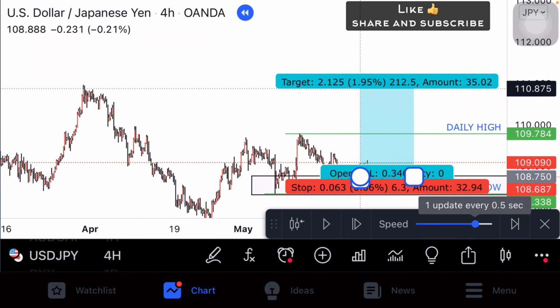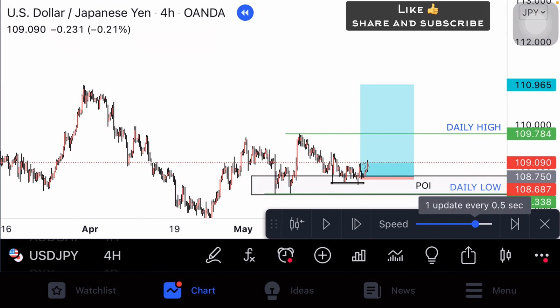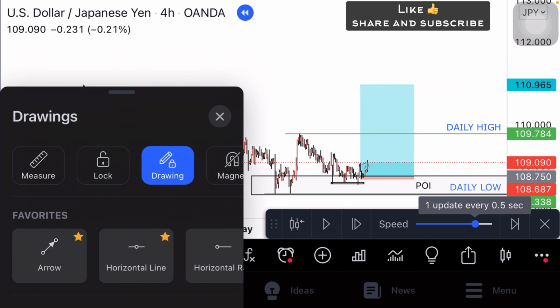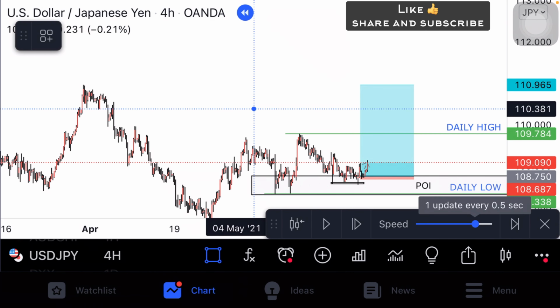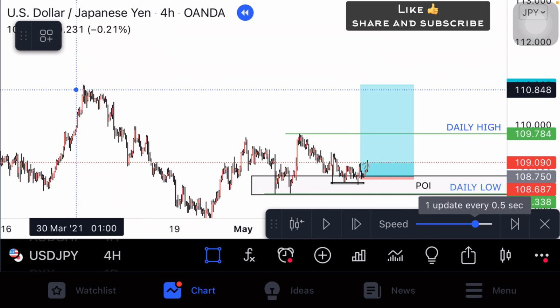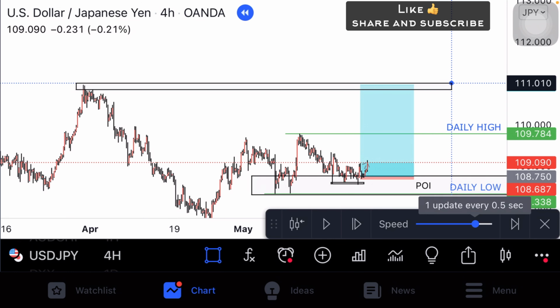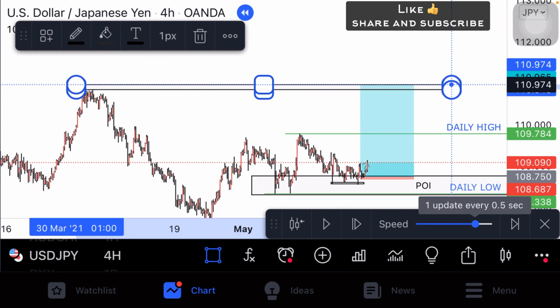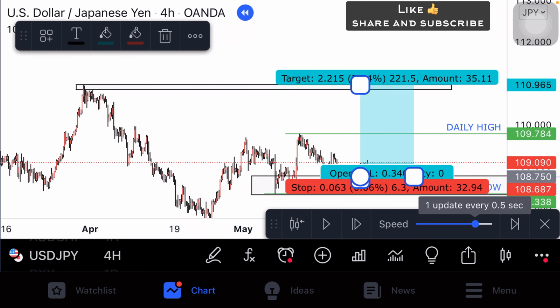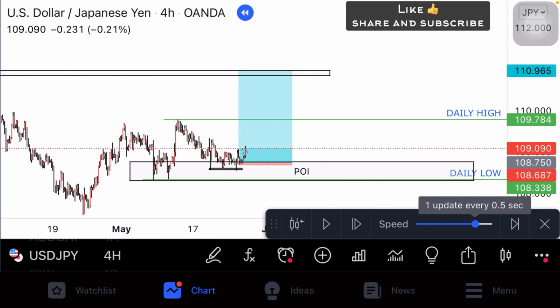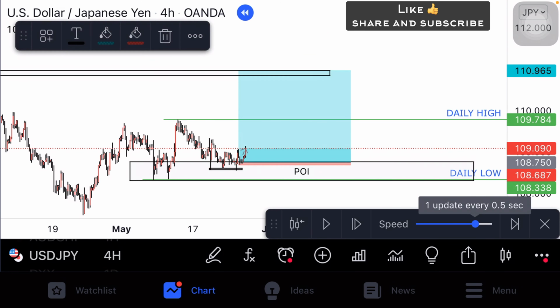So, you know, I'm going to target this high here, looking for it to take out this last swing high right here, which is 221 pips.